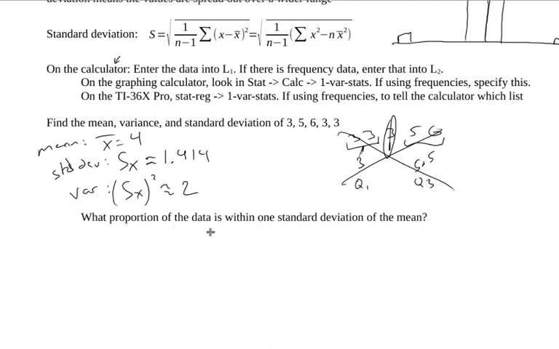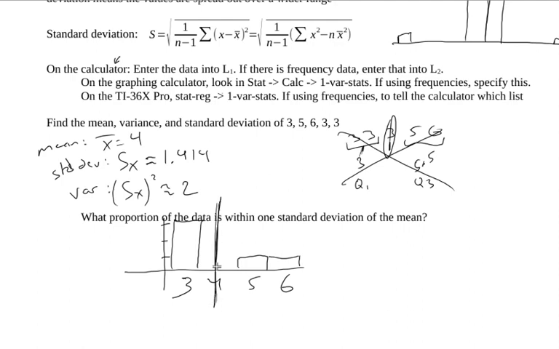Alright, so let's talk about why the standard deviation exists. What proportion of the data is within one standard deviation of the mean? When we're talking about these values, we have 3, 4, 5, 6. I'm putting the 4 in there even though it doesn't occur, just because I'm about to construct a histogram. So 3 occurs 3 times, 4 doesn't occur at all, 5 occurs once, and 6 occurs once. This is what our histogram looks like. We saw that our mean is 4.